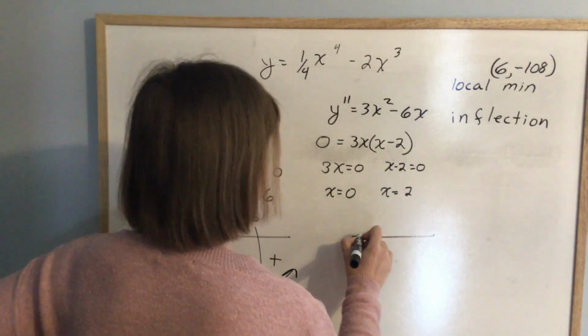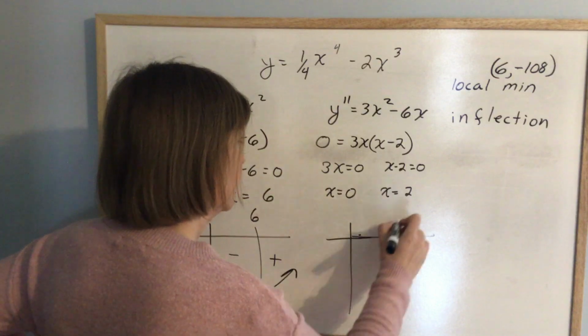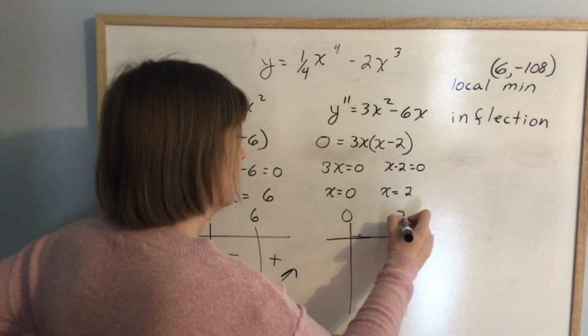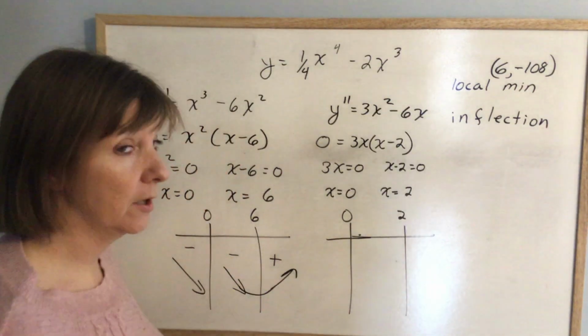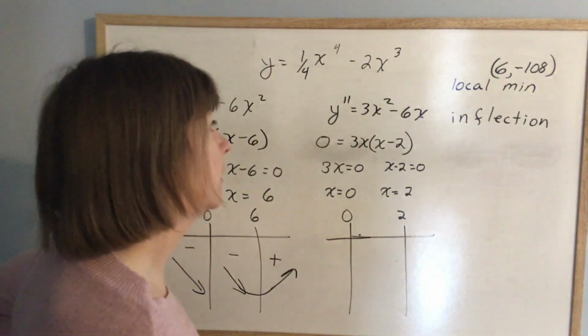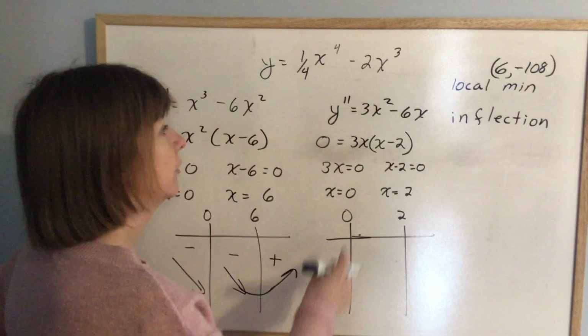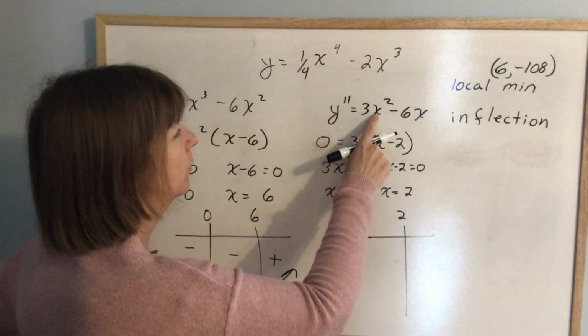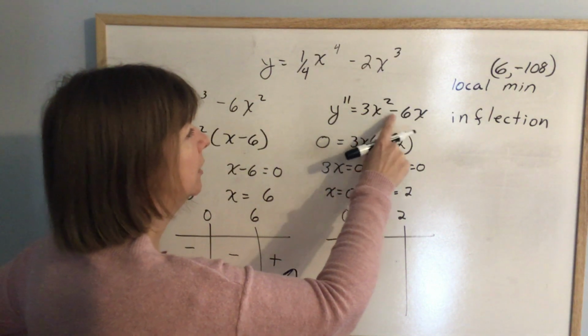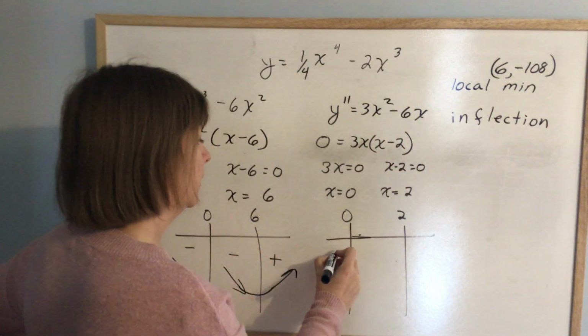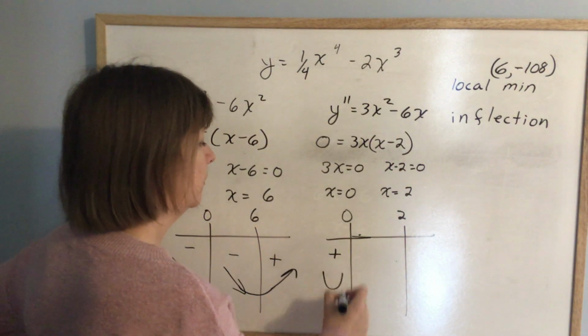So I'm going to set myself up another little table where I've got 0 and 2. I'm going to pick a number before 0, like negative 1, and put it back into the second derivative. So negative 1 would be 3 plus 6. That would end up being a positive number, so it would be concave up.